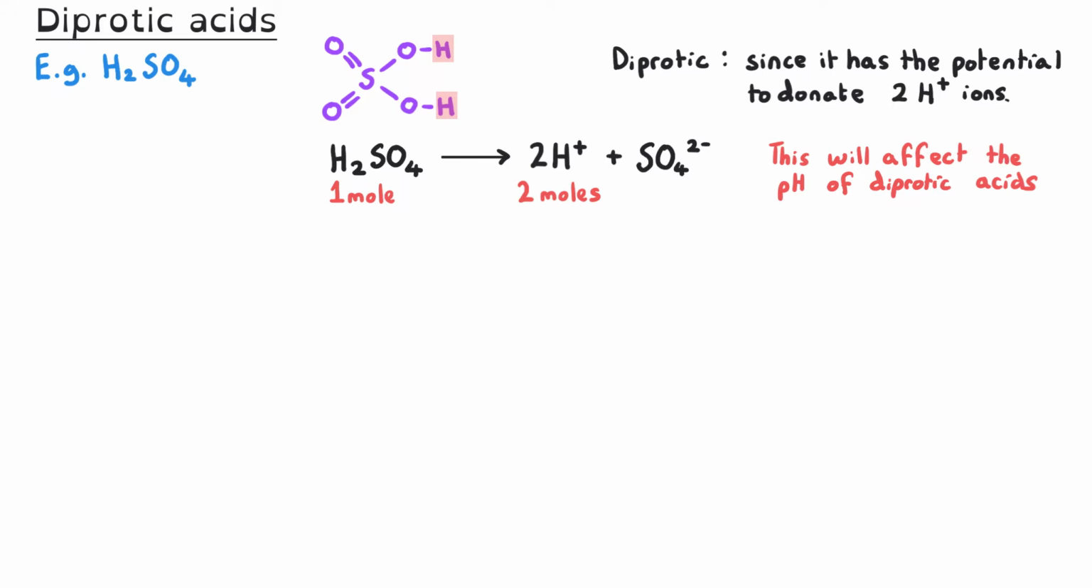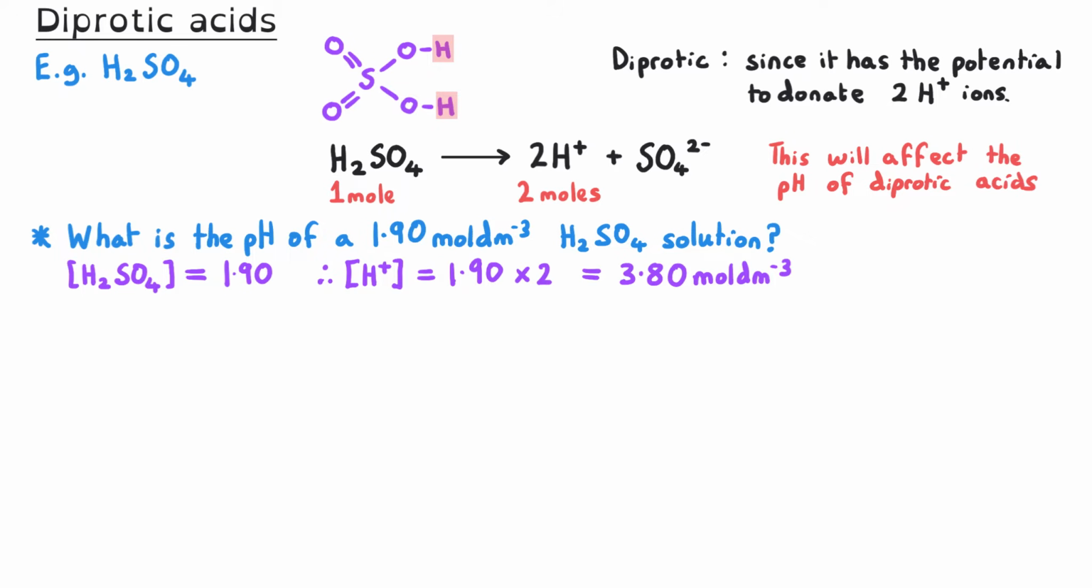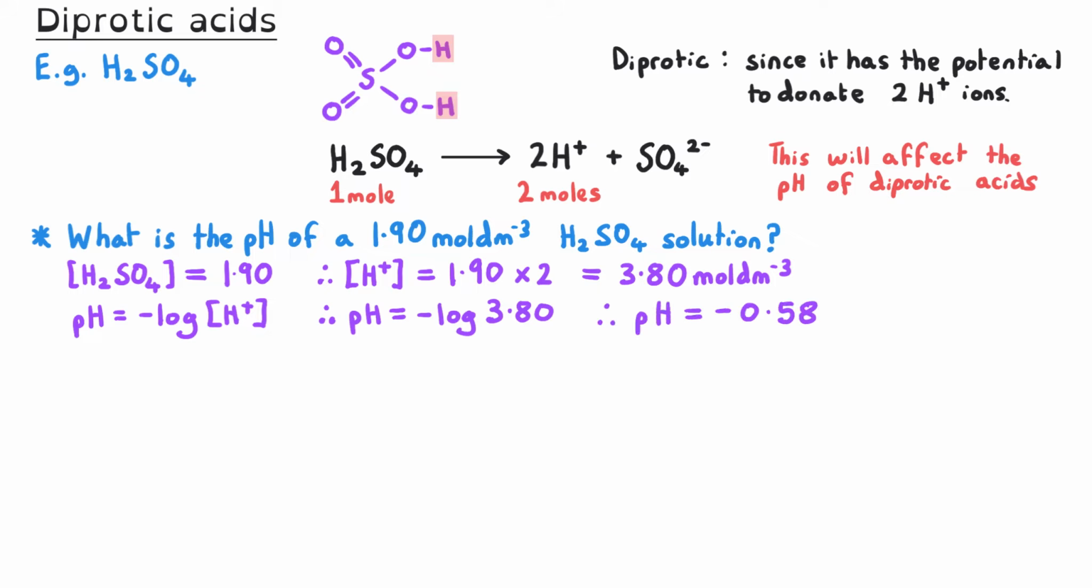So for instance, if we're asked to calculate the pH of a sulfuric acid solution that has a concentration of 1.90 moles per decimeter cubed, this means that the hydrogen ion concentration will be 3.80 moles per decimeter cubed. In other words, double. And so the pH will be negative log of 3.8 rather than 1.9. And so this means that the pH will be negative 0.58 to 2 decimal points.